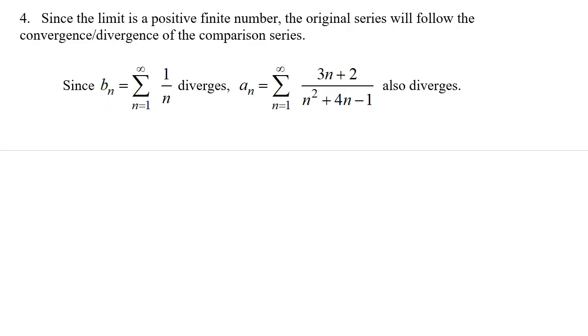Since the limit is a positive finite number, the original series will follow the convergence or divergence of the comparison series. Since b sub n, which we said was 1 over n, diverges, that means that a sub n, 3n plus 2 over n squared plus 4n minus 1, will also diverge.